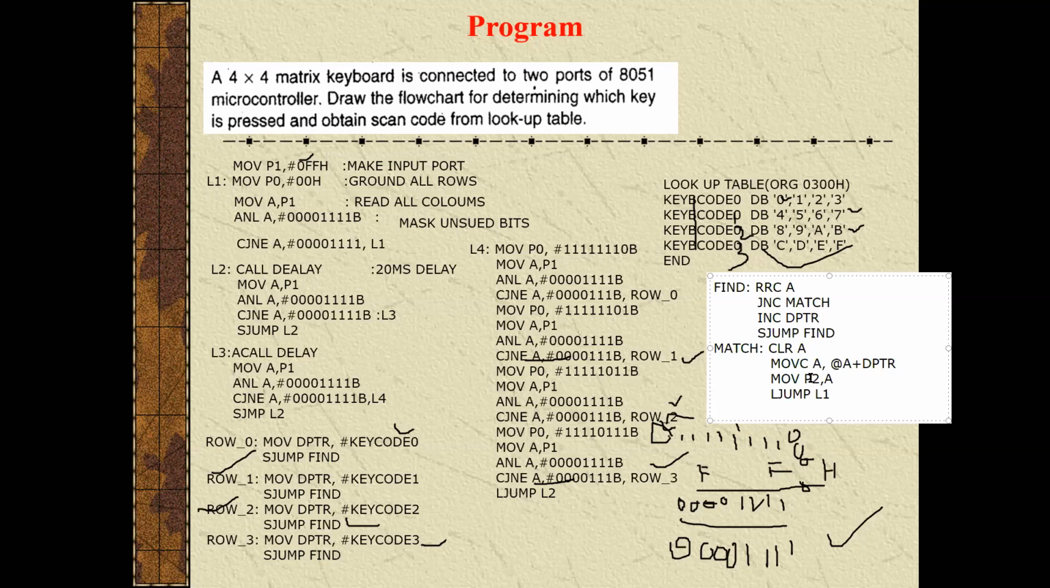Then that data will be moved to port 2 because the output we are reading from port 2. The data in accumulator plus DPTR are both added and that data will be loaded into the accumulator, and this accumulator will be loaded into port 2 for reading the particular data. Then after it will do a long jump to L1 and start doing the same process. So this is the assembly language program for interfacing a 4x4 keypad to the 8051 microcontroller.